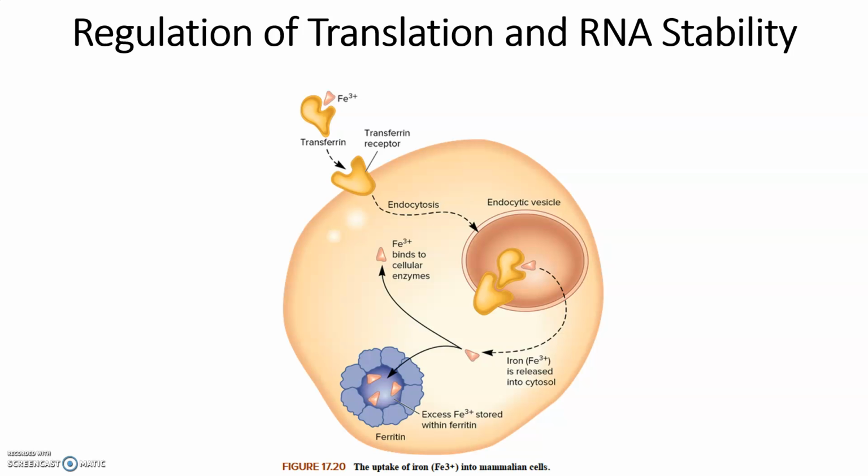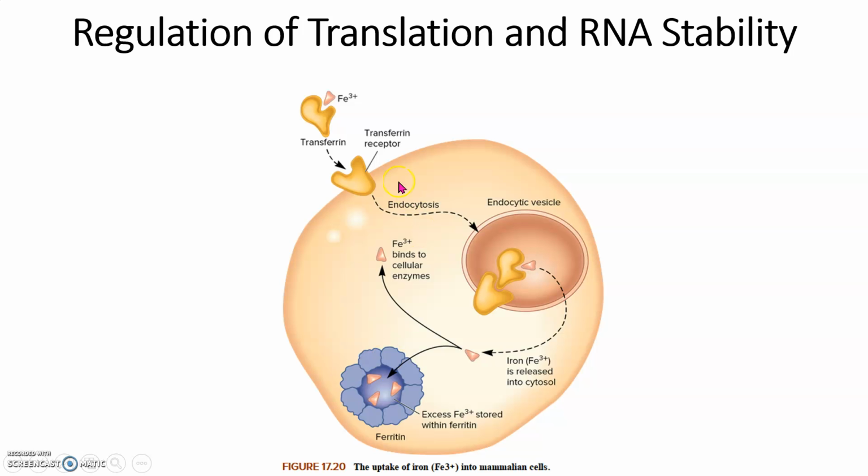So to consider this, we're going to look at how iron gets into our cell. So iron is regulated by RNA binding proteins that affect translation as well as the mRNA stability. So when we ingest iron, so here's our iron, right? It binds to this transferrin. This transferrin binds to a transferrin receptor, this endocytosis, so it takes the whole thing inside. Once it's inside, that iron is released, and then it can go bind to proteins that require iron, and if we have extra, it can be stored in this ferritin.